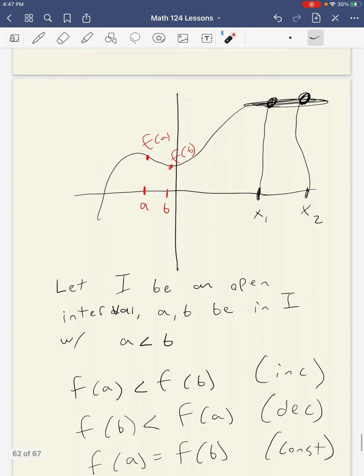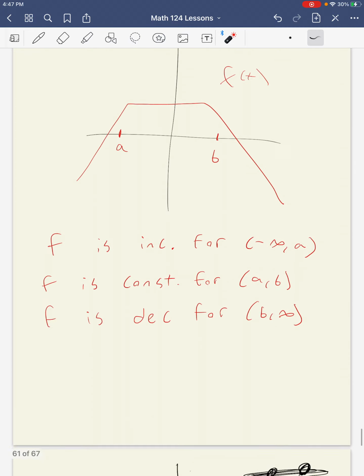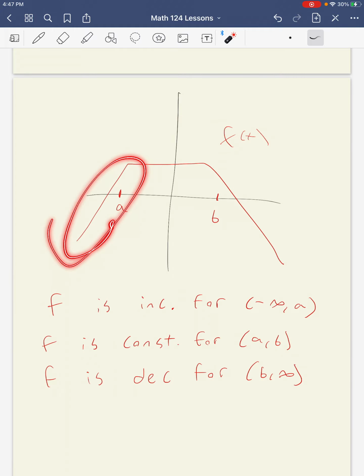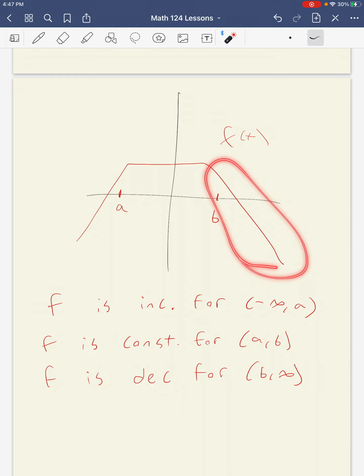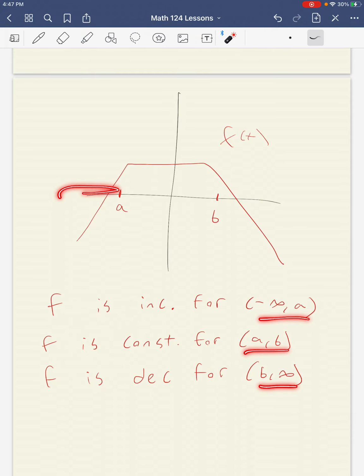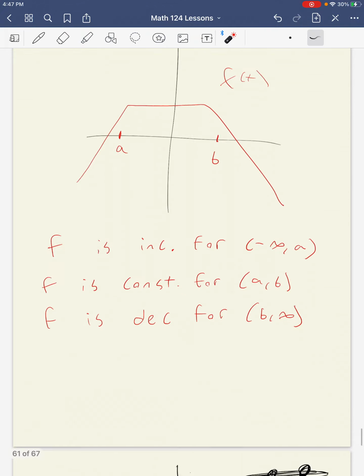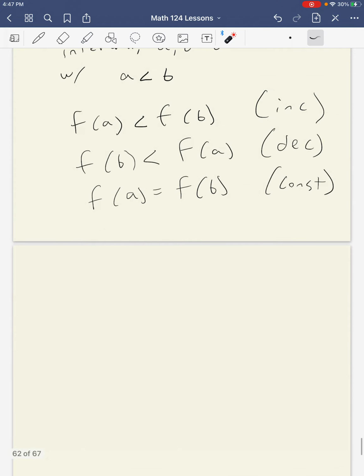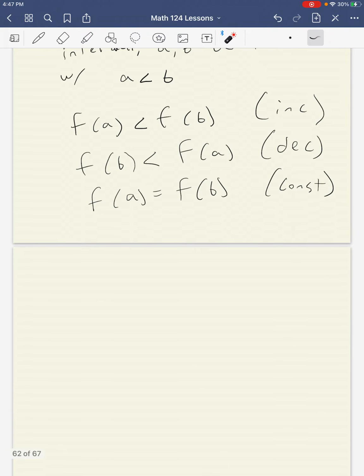And if that was a little confusing, don't worry too much. You could just think about it how we were thinking about it earlier, when it's going up, that's increasing. When it's going down, that's decreasing. And when we describe the location for which it's increasing and decreasing, we talk about the corresponding x values. Okay, so I'm now going to do a few examples.